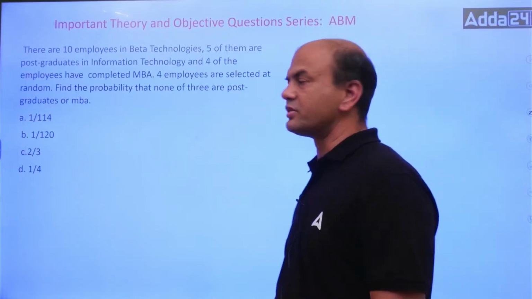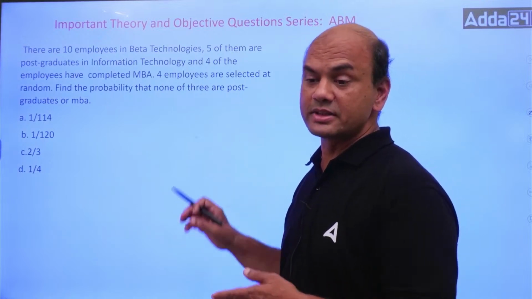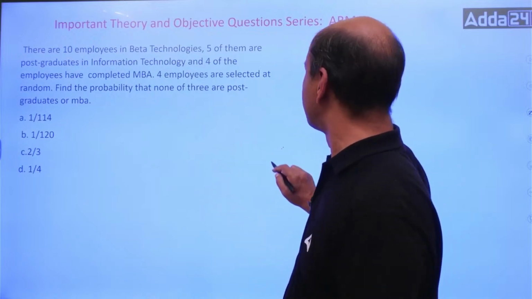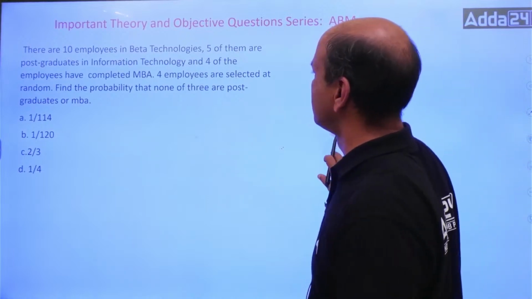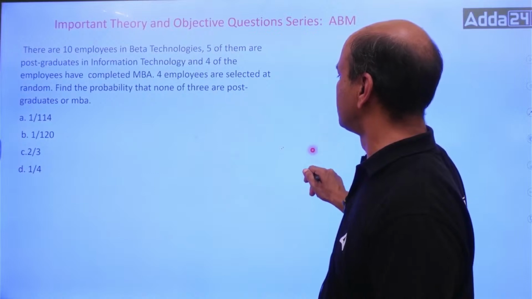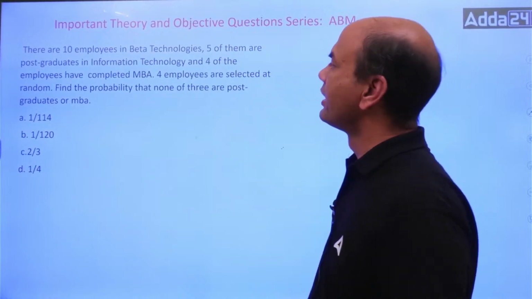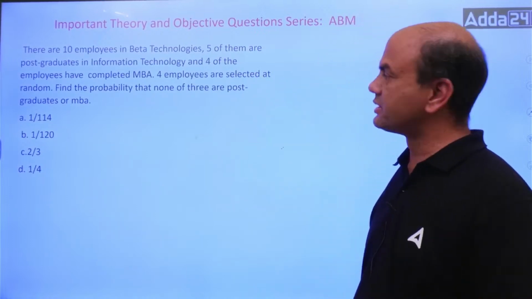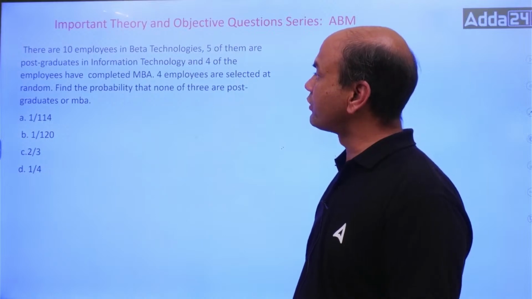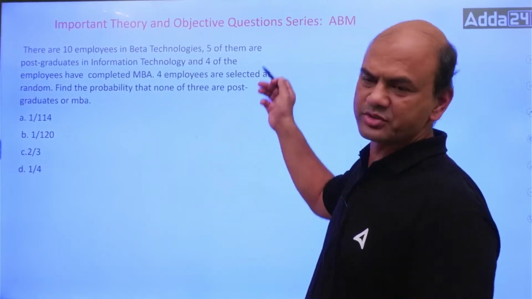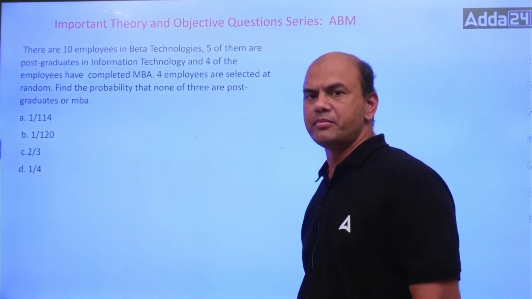There are 10 employees of Beta Technologies. Now, similar problem, I told you, we are having a similar problem, but this is a bit different. So what is the difference in this? Let's see. There are 10 employees in Beta Technologies. 5 of them are PGs in IT. 4 of them are MBA. That's okay, so that is common. 5 and 4. 4 employees are to be selected at random.